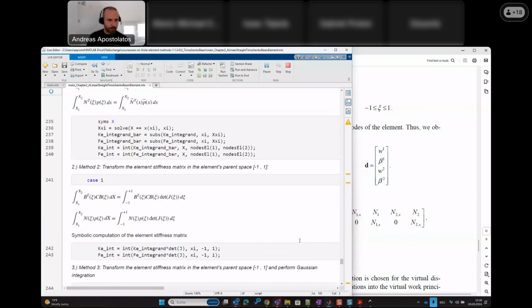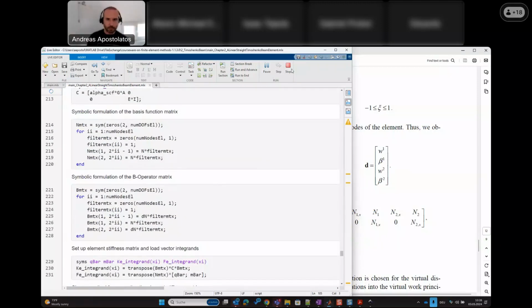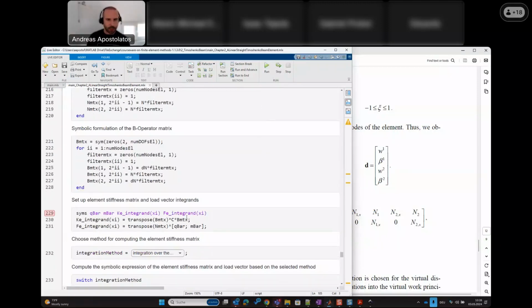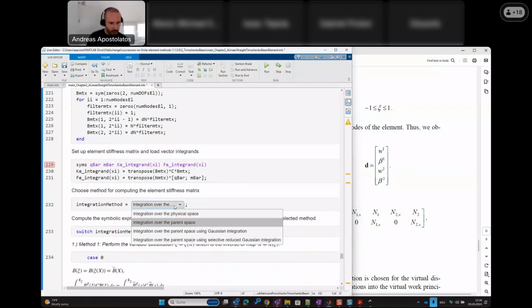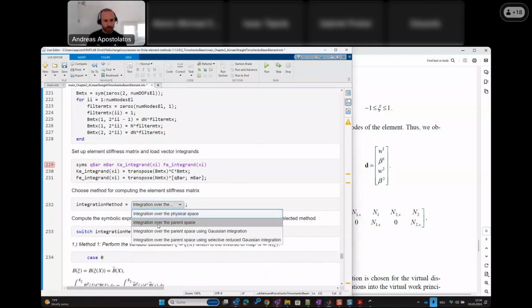And now I'm expecting to, oh, where's the break? I missed the breakpoint. Ah, it's here, okay. Integration over the parent space. Okay, so you can open the drop down list and see where the integration takes place.